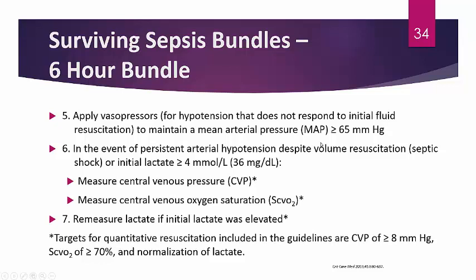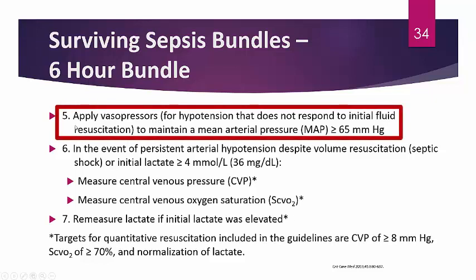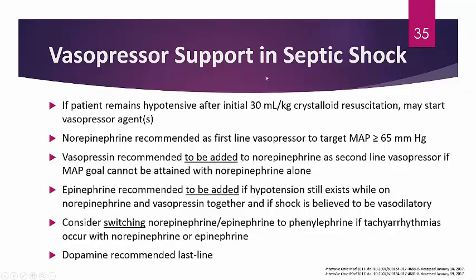Now, in terms of the surviving sepsis bundles and the 6-hour bundle specifically, it's important to apply vasopressors if you don't meet your initial fluid resuscitation goal. We also have the goal to measure CVP and SCVO2 and remeasure a lactate. So we're going to focus primarily on vasopressors since we just learned about vasopressor support in general with the different vasopressor agents and their pharmacology and how that applies to sepsis and septic shock. So vasopressor support in septic shock.